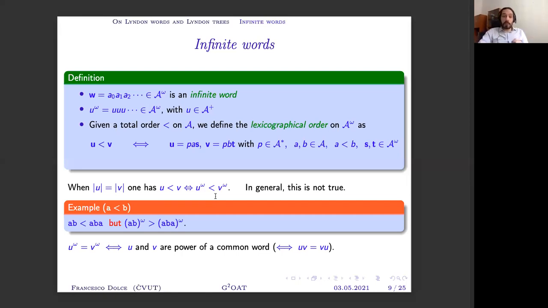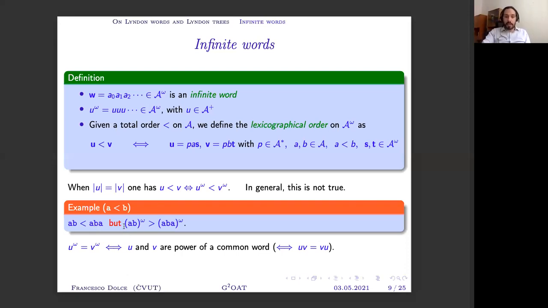However, it is important to note that this equivalence is true only if u and v have the same length, and this will come in handy in a few minutes. A counterexample is given by AB and ABA. AB is a prefix of ABA, so AB is smaller than ABA. But whenever I consider the infinite power, the omega powers, I have that AB is strictly bigger than ABA.